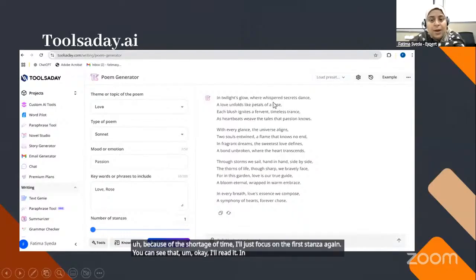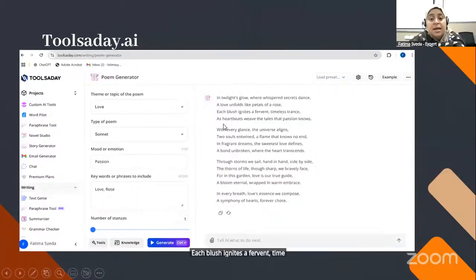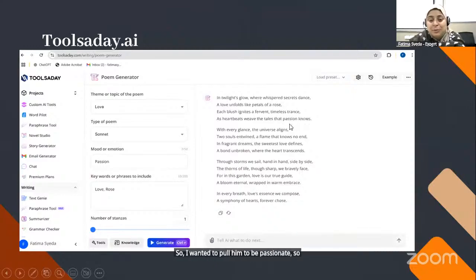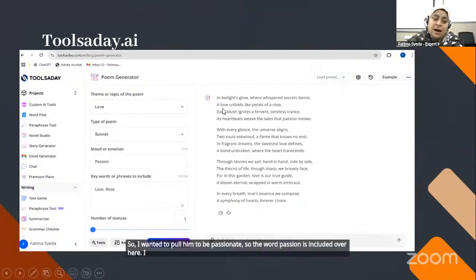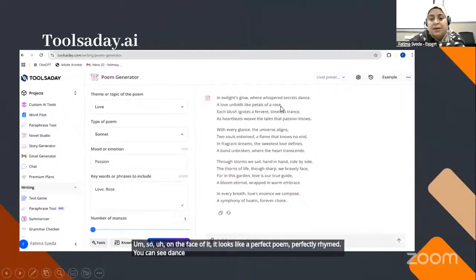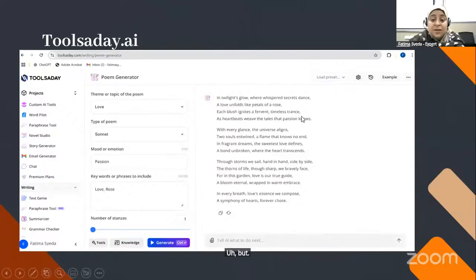In twilight's glow where whispered secrets dance, a love unfolds like petals of a rose. Each blush ignites a fervent, timeless trance, as hearts weave the tales that passion knows. So I wanted the poem to be passionate, so the word passion is included over here. I wanted keywords like love and rose to be there, so those words are included. On the face of it, it looks like a perfect poem, perfectly rhymed. You can see dance and trance and rose and knows. So it's a perfectly rhymed poem, creates some kind of impression, but the difference is there.